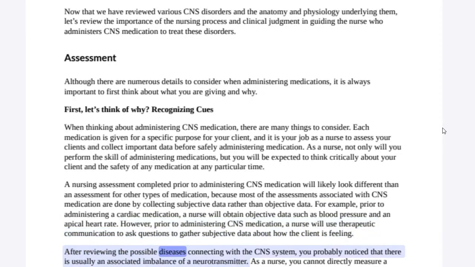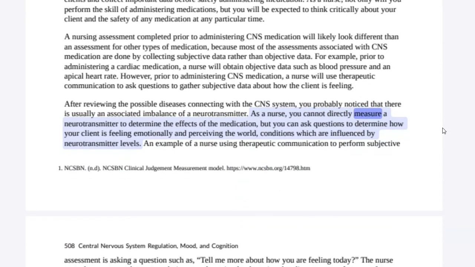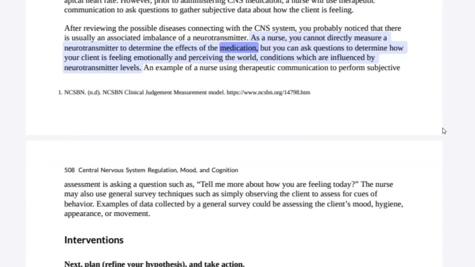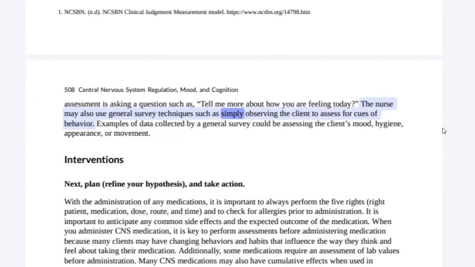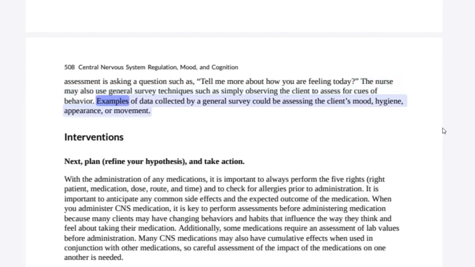After reviewing the possible diseases connecting with the CNS system, you probably notice that there is usually an associated imbalance of a neurotransmitter. As a nurse, you cannot directly measure a neurotransmitter to determine the effects of the medication, but you can ask questions to determine how your client is feeling emotionally and perceiving the world, conditions which are influenced by neurotransmitter levels. An example of a nurse using therapeutic communication to perform subjective assessment is asking a question such as, "Tell me more about how you are feeling today." The nurse may also use general survey techniques such as simply observing the client to assess for cues of behavior. Examples of data collected by a general survey could be assessing the client's mood, hygiene, appearance, or movement.